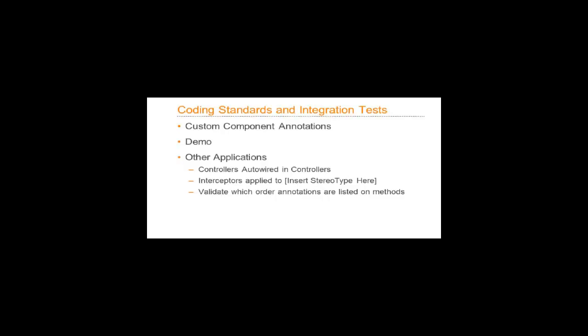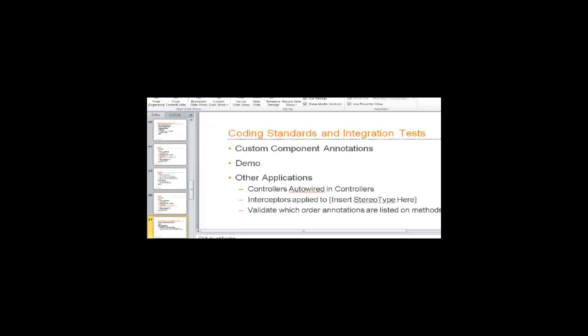Spring gives you controller, service, repository, and then just a generic component one. You can make your own. If you have your own specific layer that you want, make your own that extends the component annotation. So Spring will see it as a Spring bean, and you can also, in integration tests, in interceptors, wherever you need to identify that layer of code, you can. So that's what we'll see here.